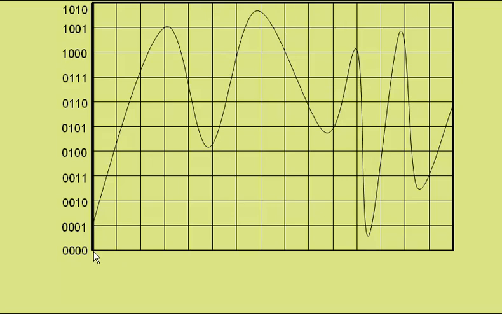So here at the start, the signal is closest to the 0001 line, so we'll write 0001. Here, it's closest to the 0100 line, so we write 0100. Here, closest to 0111, so that's what we write. We carry on with this along the whole of the signal.